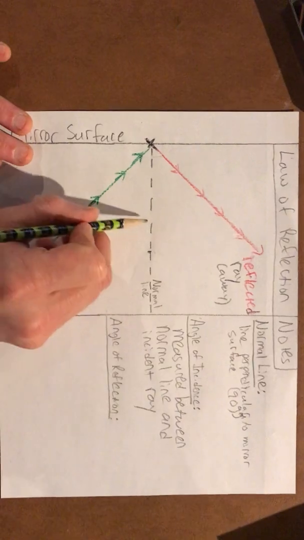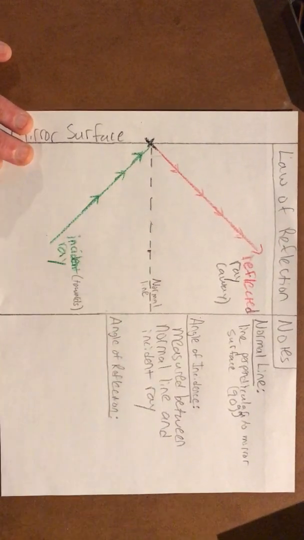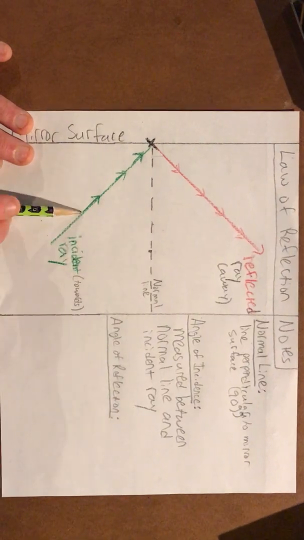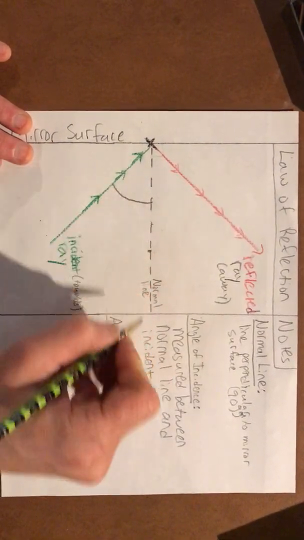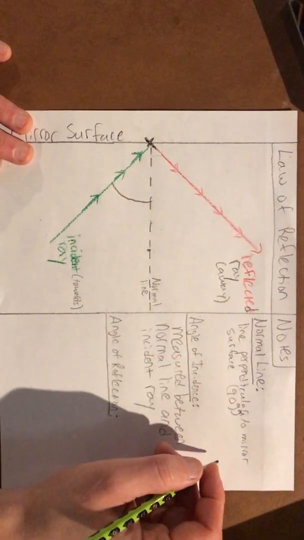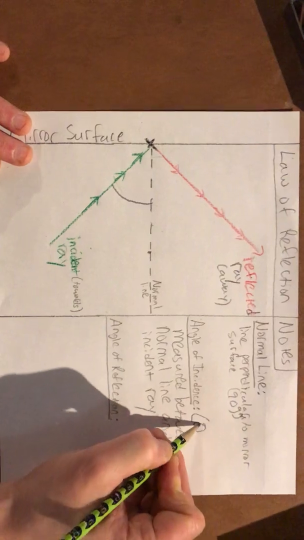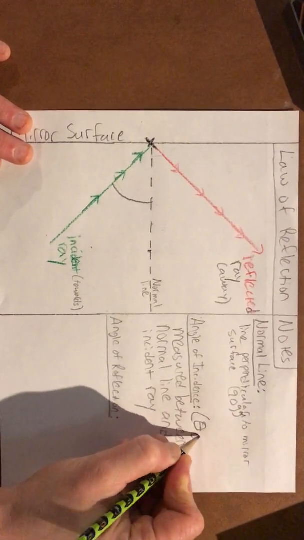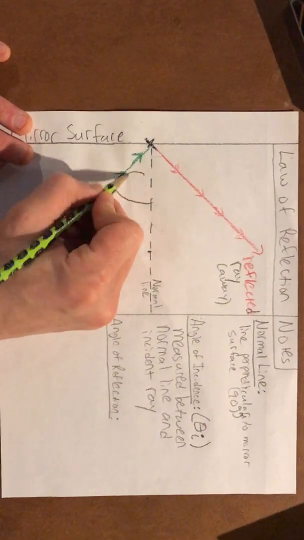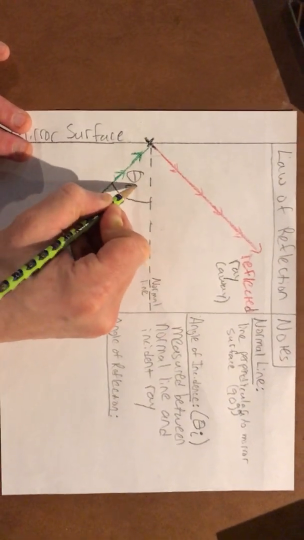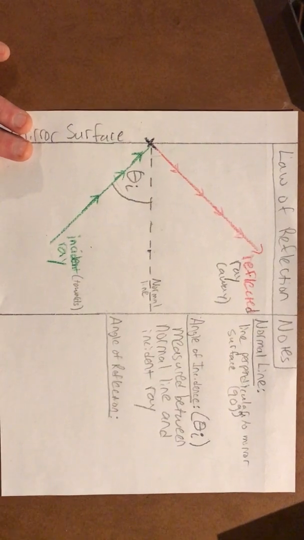Okay, so where's the normal line? Here. And where's the incident ray? Here. Normal line, incident ray. So the angle between those two lines right there is the angle of incidence, right? That I swept out right there. The angle of incidence is represented by the symbol theta I. I is a subscript saying it's angle I. I for incidence. So theta I is right there, okay?